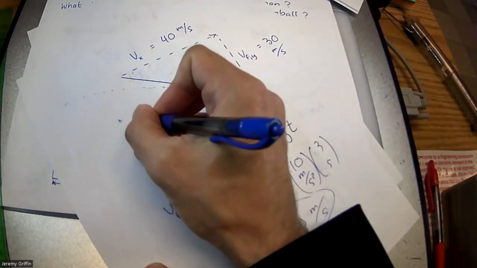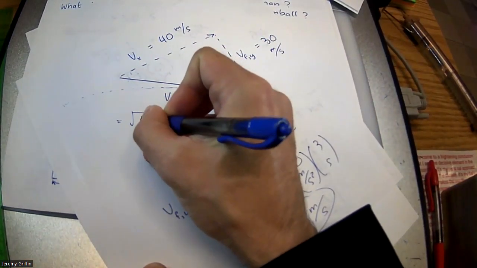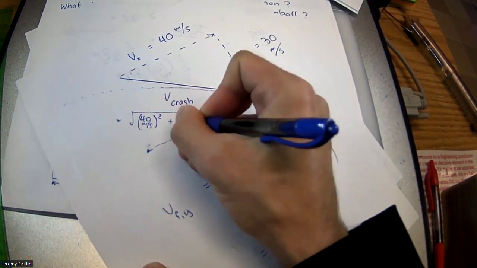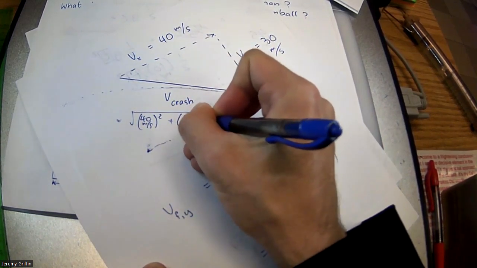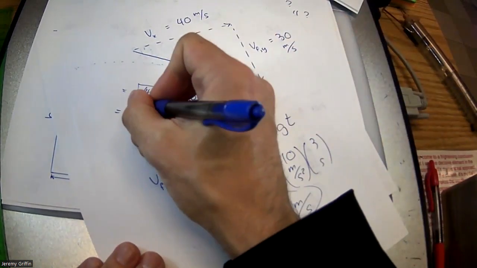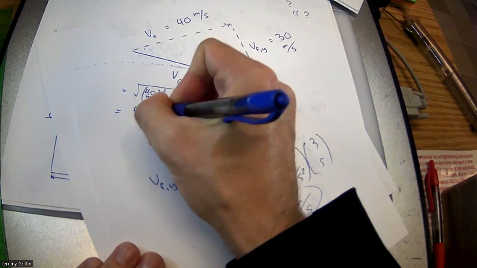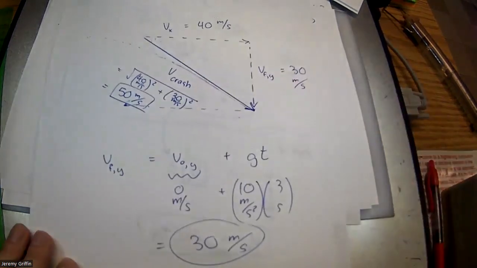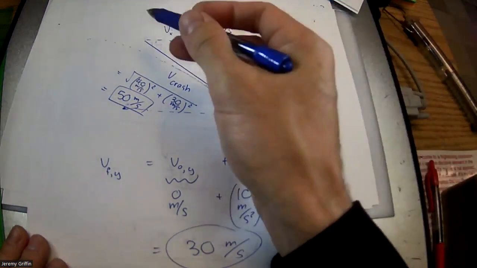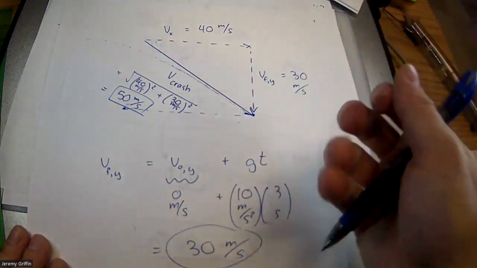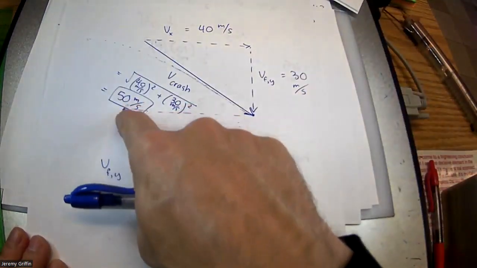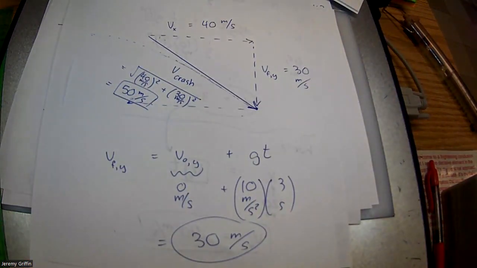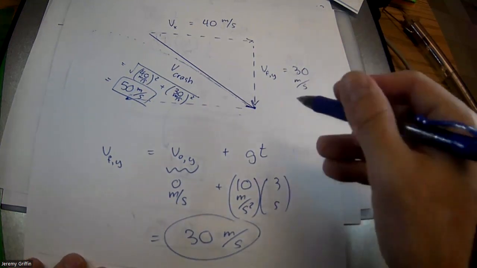So this is square root of 40 squared plus 30 squared. I slipped the units in here too, meters per second. 50 meters per second. There you go. Right. So the velocity of the cannon was 40 meters per second. It's been picking up speed vertically. Pythagorean theorem, boom, 50 meters per second is the crash speed. Crash speed. Speed is the magnitude of velocity, right?